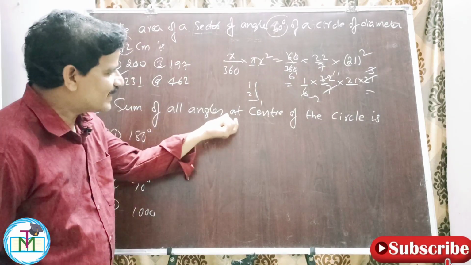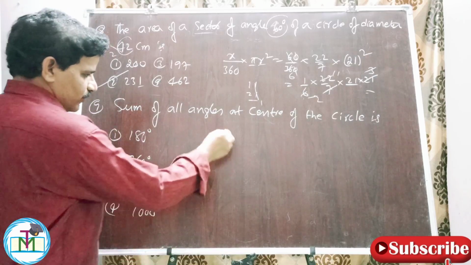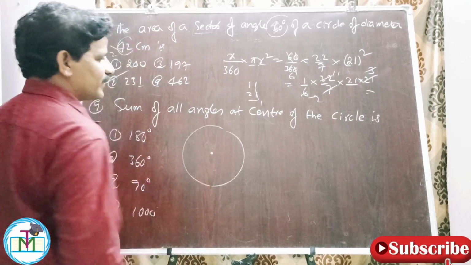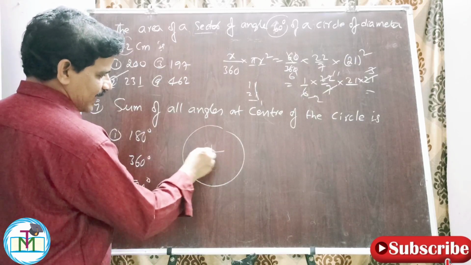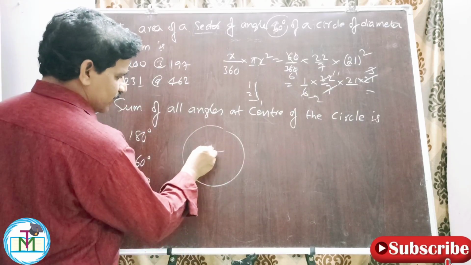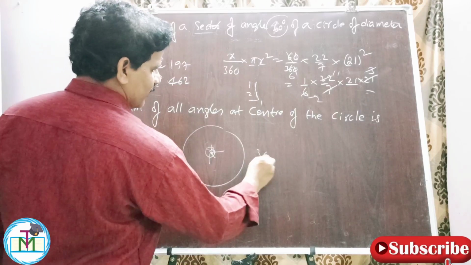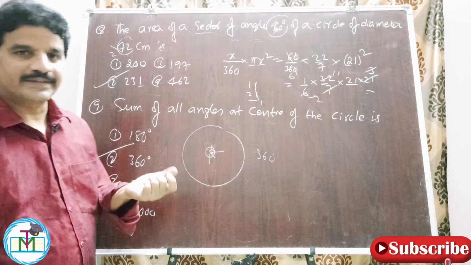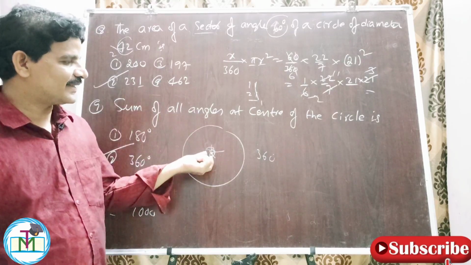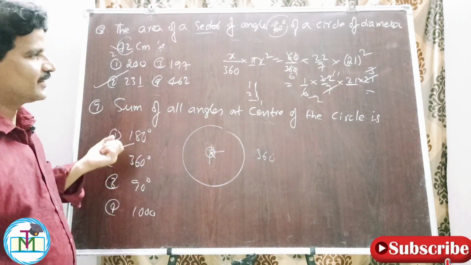Question number 9. The sum of all angles at the center of the circle. So there is a circle, and here I want the sum of all angles. This angle plus this angle, however many angles there may be, the total angle should be 360 degrees. Circle means 360 degrees. Option 2, 360 degrees, is the right answer. The sum of all angles at a center is 360 degrees.